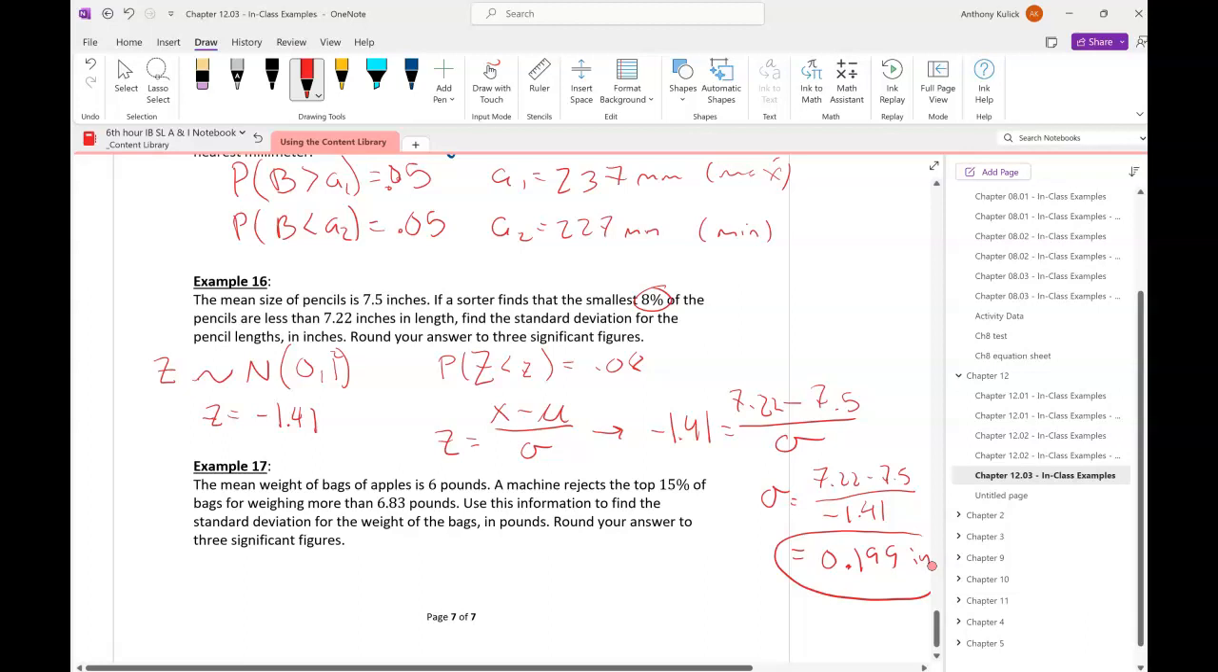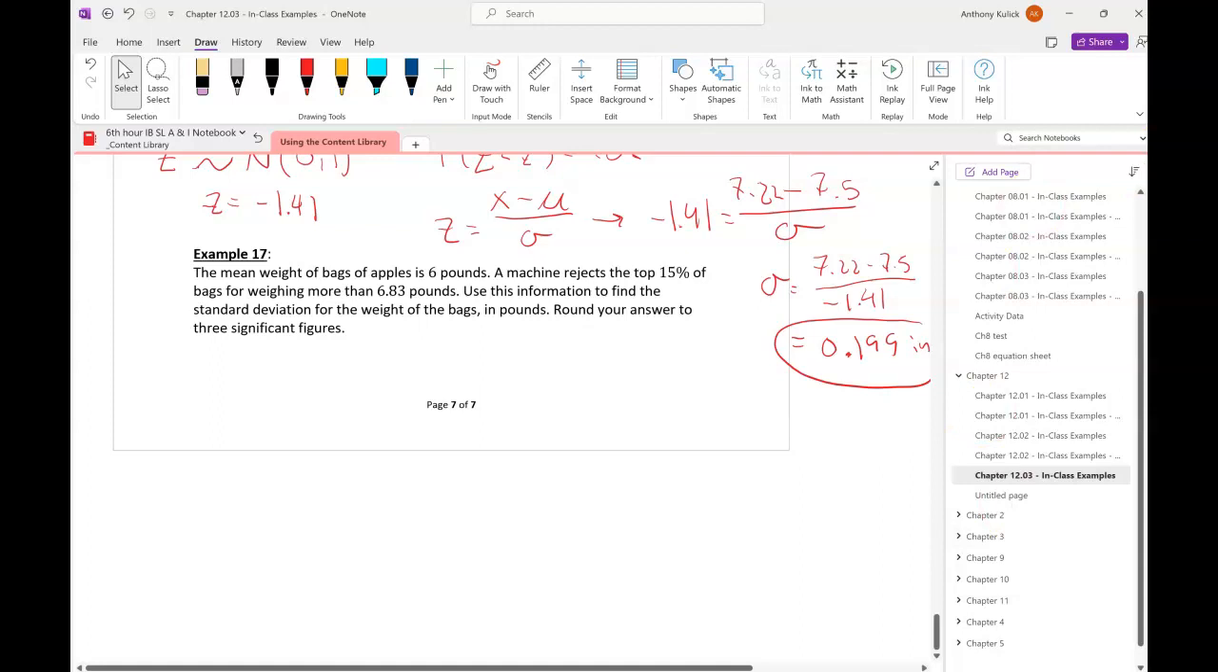So again, if you're given a distribution and asked to solve for standard deviation, you're going to have to use a z-score to do that, right? So you're going to use a standard normal distribution to find the equivalent z-score and then use that conversion back to get the actual measurement, right?